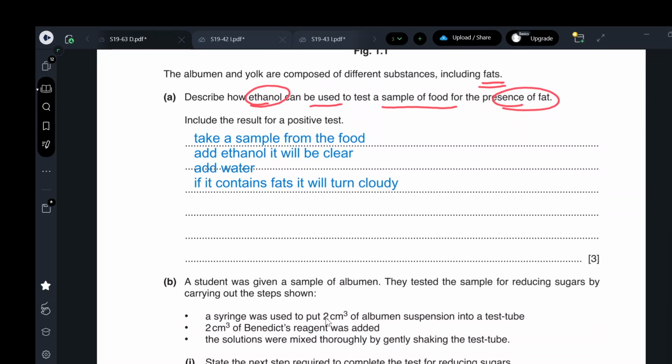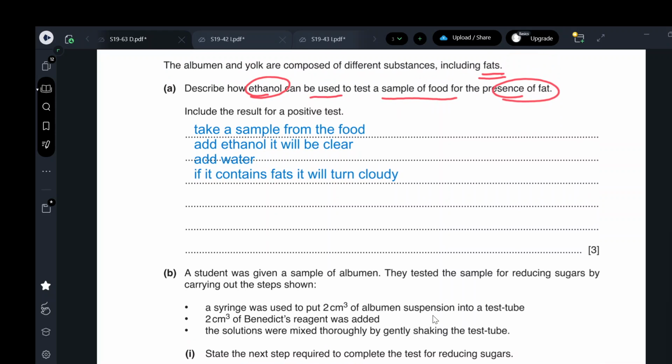A student was given a sample of albumin. They tested the sample for reducing sugar. We put 2 cubic centimeters of albumin and then Benedict's reagent, and then they were mixed. So there is a step missing for the reducing sugar test.